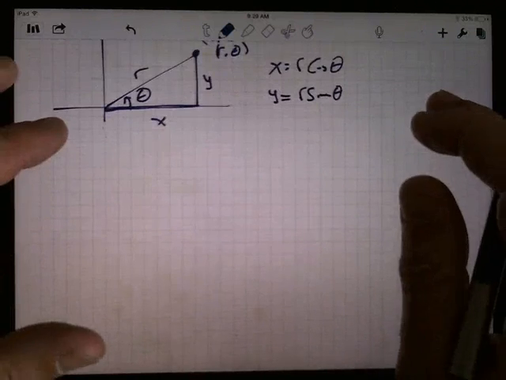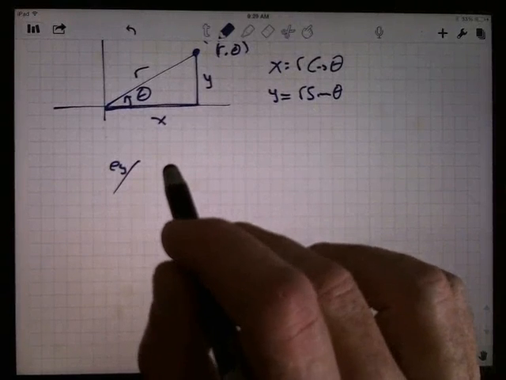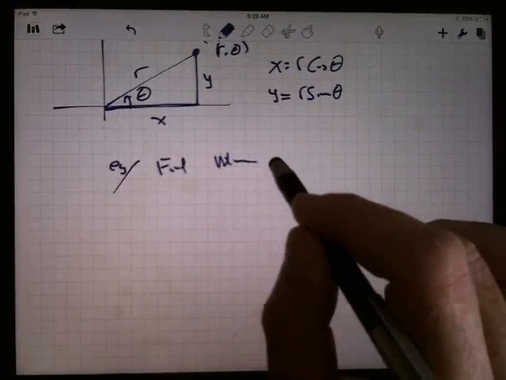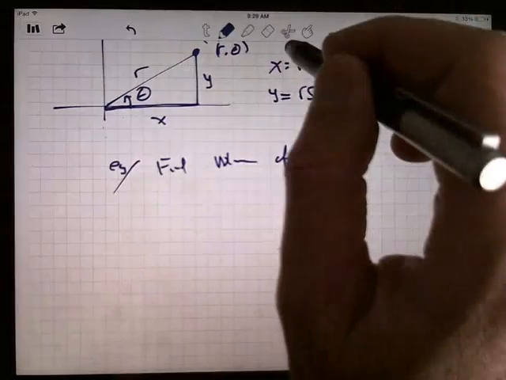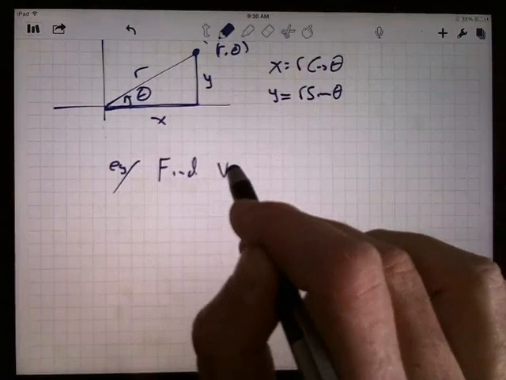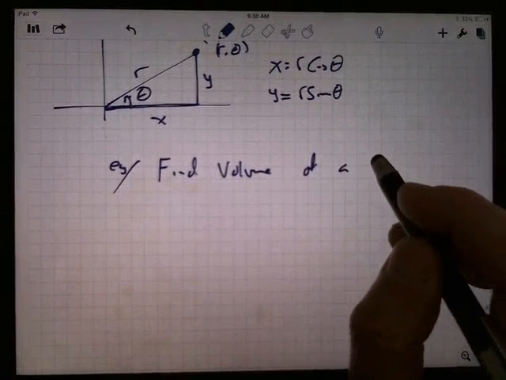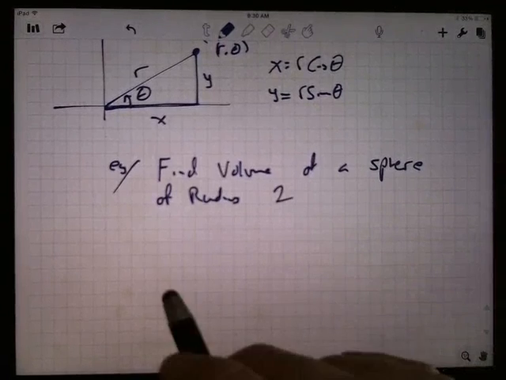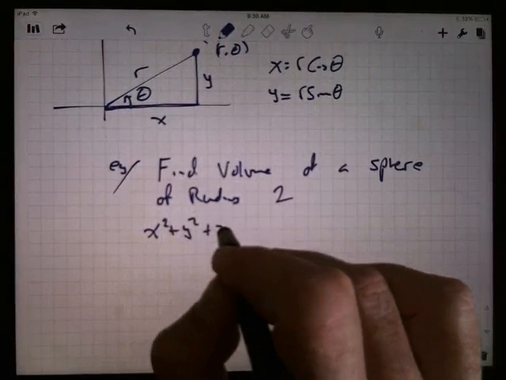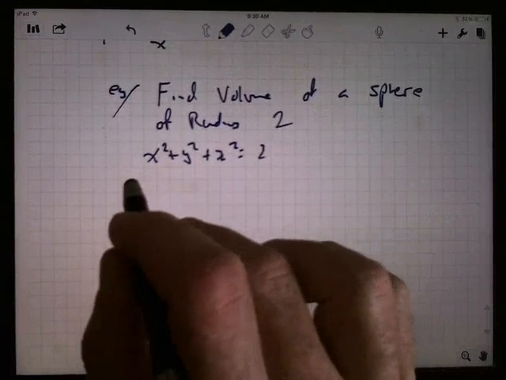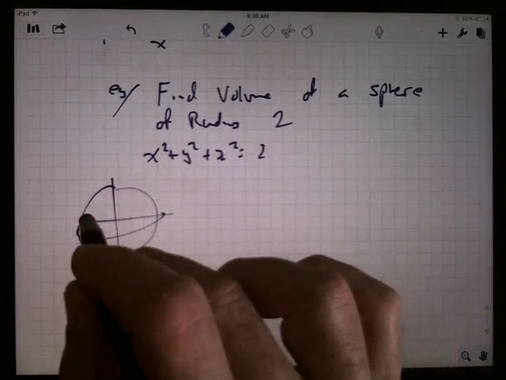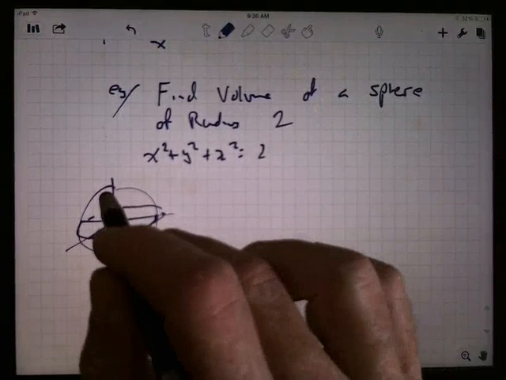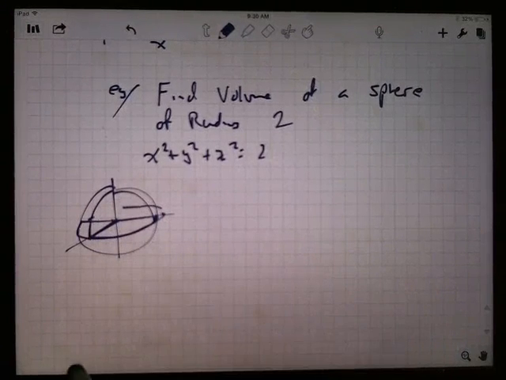Let me do an example here. Let's find the volume of, how about a sphere of radius 2. So I'm thinking of x squared plus y squared plus z squared equals 2. And the way I'm going to calculate that is I'm thinking of the sphere centered at the origin. But I'm just going to take a look at the region in the first octant, just for positive x's and y's, and just find the volume there, and then multiply by 8.